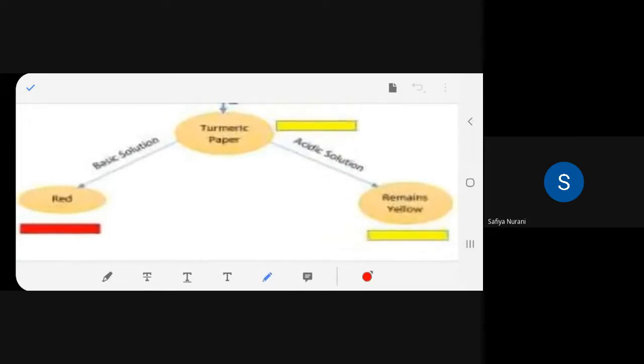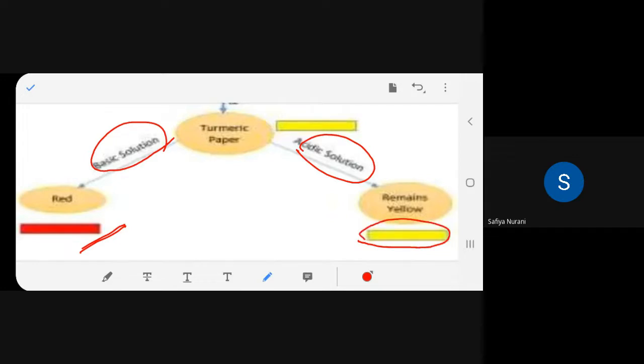Okay. Now, this turmeric paper, when I'm treating with basic solution, it becomes red. See, it is just the opposite. Litmus paper becomes red when it is acidic. But with basic solution, it becomes red in turmeric paper. So you can see this over here, red. That means it is basic solution. And in acidic solution, it remains as it is, yellow.